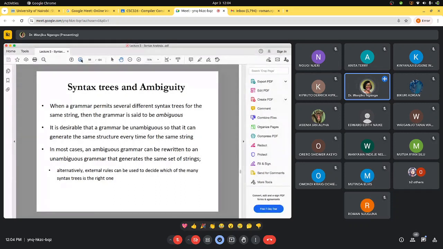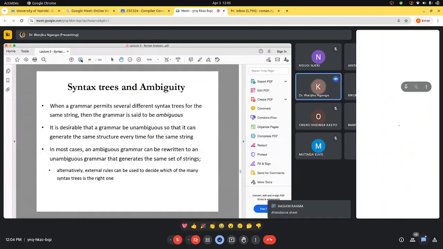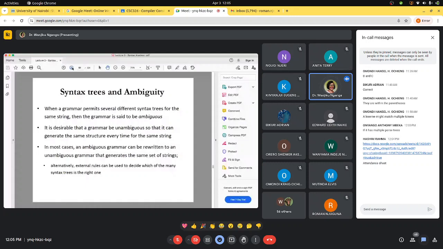And sometimes it's not very easy to hack the grammar. So in such cases, you define external rules that determine, for this particular type of ambiguity or this kind of sentence, choose this option. But of course, for the compiler, we don't want to go that route. For the compiler, we just want to make sure that the grammar we use is unambiguous, so we have to rewrite it to eliminate ambiguity completely.